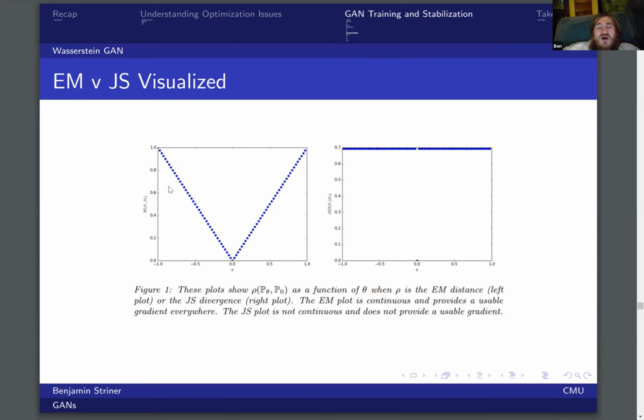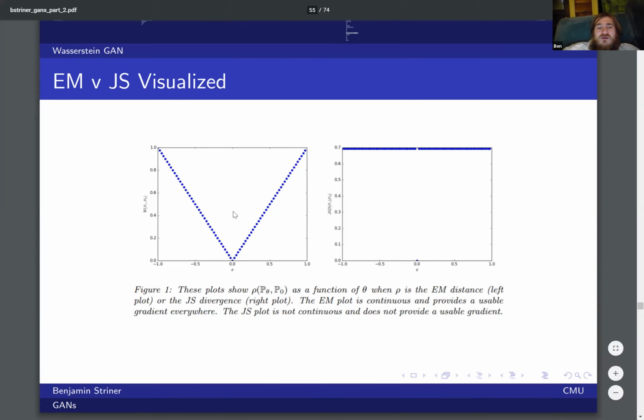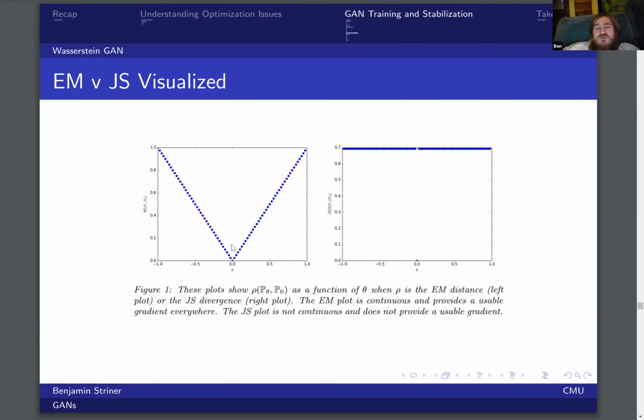If you were optimizing the point on the left, you would get to that 0 every time, because there's a nice smooth line, with no jumps, no edges, no discontinuities. Just optimize the EM distance and you should be where you want to be. If you try to optimize the JS or the KL, you're going to get these discontinuities, and that doesn't help you tell which way to go.